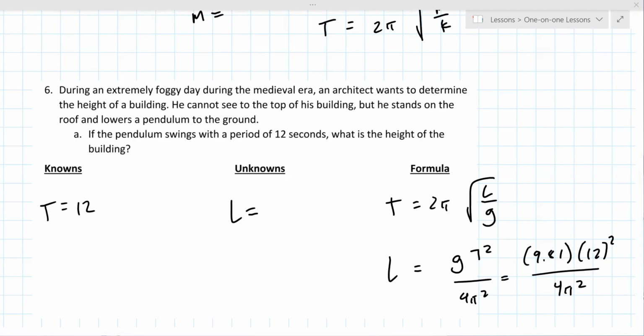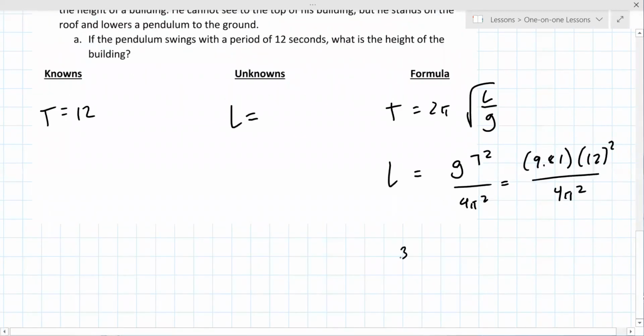9.81 times that divided by. All right, so that's 35.8 meters. Just about 100 feet, maybe a little over, but that's kind of reasonable. Sounds good. And 7 is our last one here.